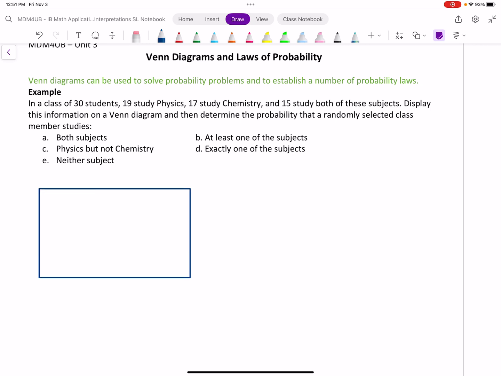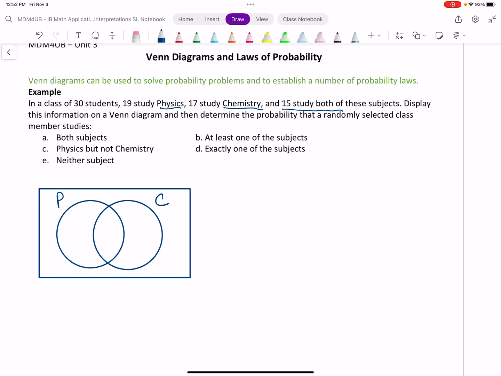So let's do a little box. There we go. And within it, I've got two sets, the physics and the chem, and you can see 15 study both. So we know there's going to be an intersection like this, and we'll just label these. So let's say this is physics and this is chem. When you draw these and you want to fill them in, we're really just concerned with the number of students. We don't care about their names or anything else, so we're just going to fill them in based on that.